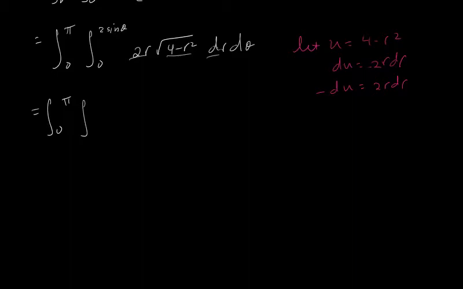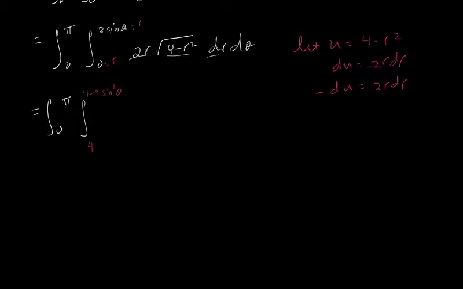Let's go ahead and do it. To change the boundaries for u, I've got u is 4 minus r squared. These are r values. So u is 4 minus r squared. 4 minus 0 squared is 4, so my lower boundary on u is going to be 4. My upper boundary on u is 4 minus 4 sine squared, since 4 minus 2 sine theta, quantity squared, is 4 sine squared. So 4 minus 4 sine squared of theta. That way I don't have to switch back to r later.